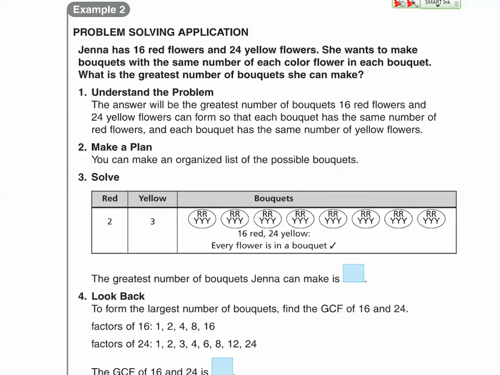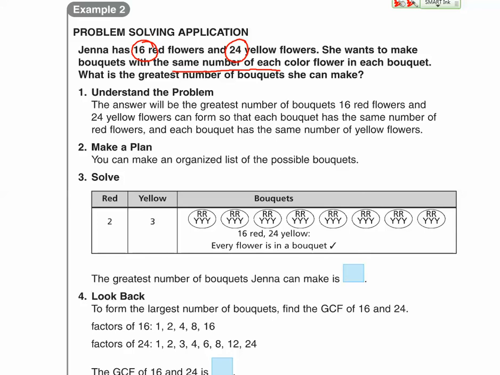Let's go back, Panthers. We have 16 red flowers, 24 yellow flowers. She wants to make bouquets with the same number of each color in each bouquet. What is the greatest number of bouquets she can make? So understanding the problem here, step 1, the answer will be the greatest number of bouquets 16 red flowers and 24 yellow flowers can form so that each bouquet has the same number of red flowers and each bouquet has the same number of yellow flowers.